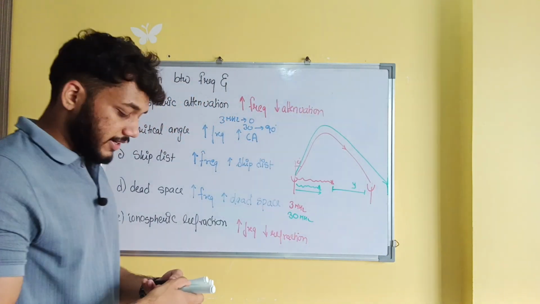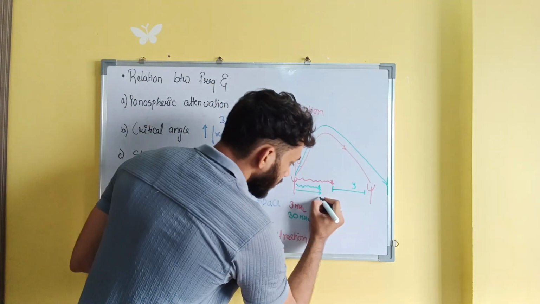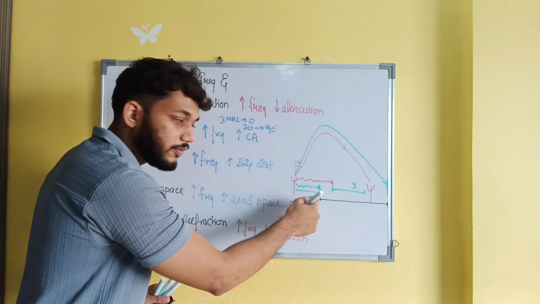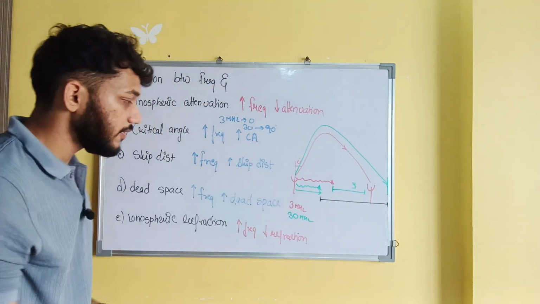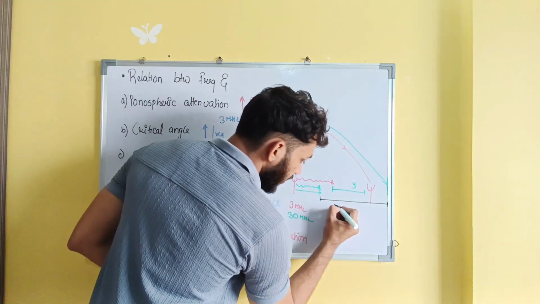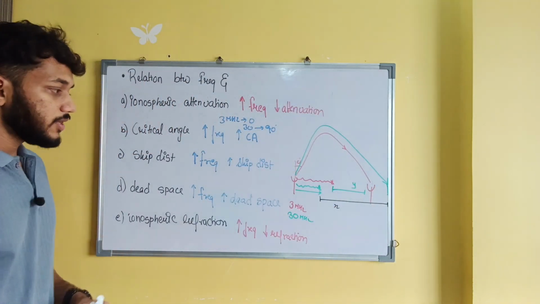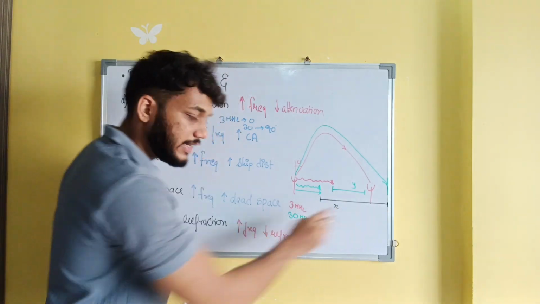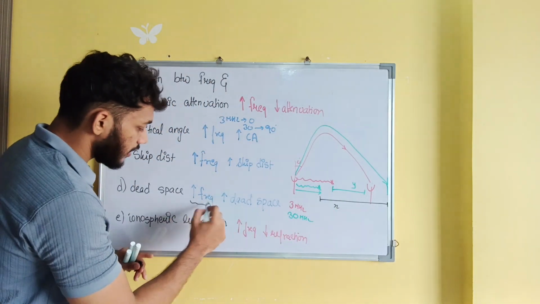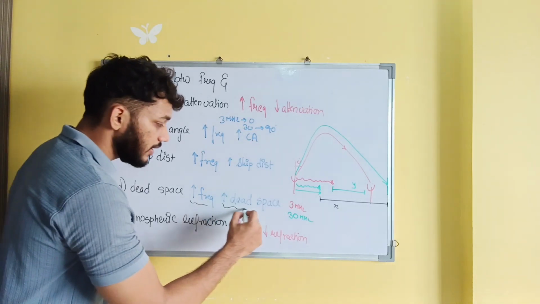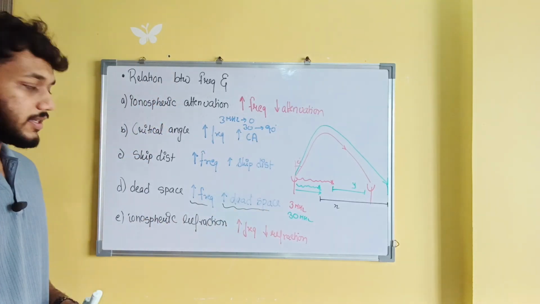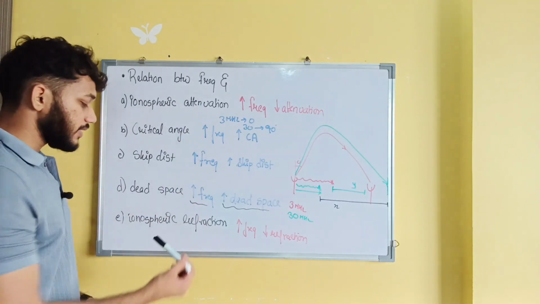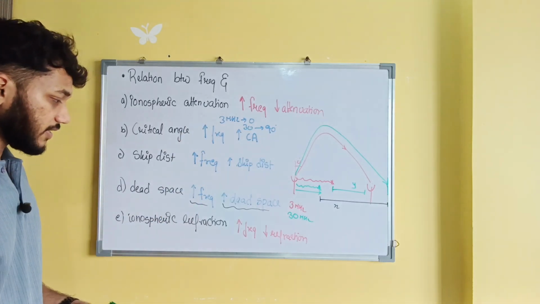So now what is the dead space? It is from the end of the ground wave to the first sky wave for 30 megahertz. Let us assume it is x. So if we increase the frequency, our dead space is increasing. So it is written here, increase in frequency, the dead space increases. Understood? Now coming to our next relation, that is frequency and ionospheric refraction.